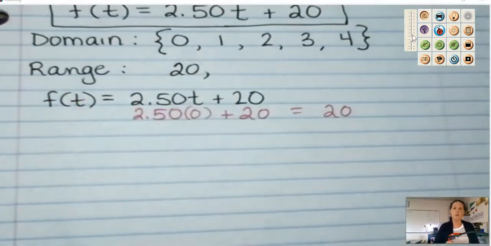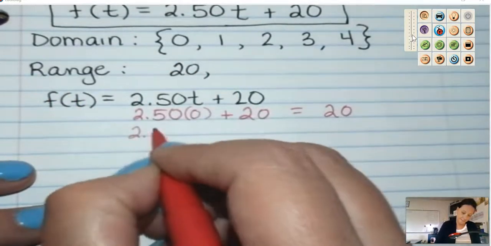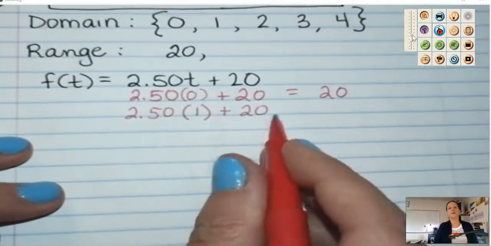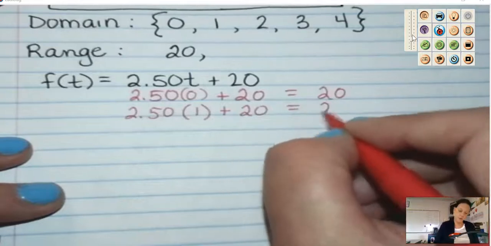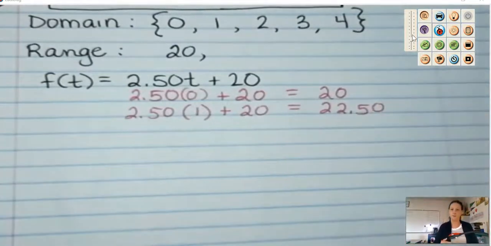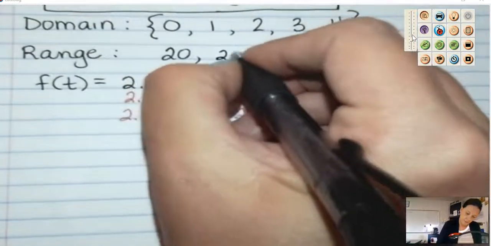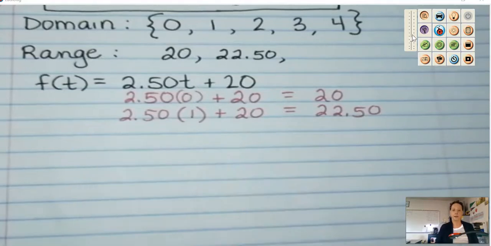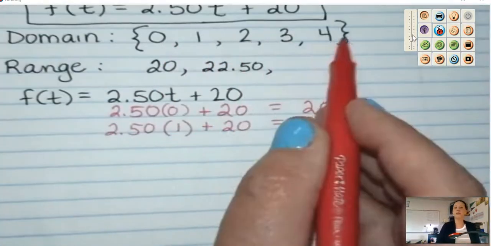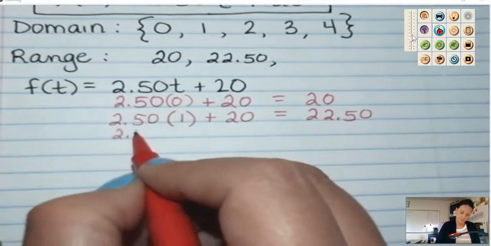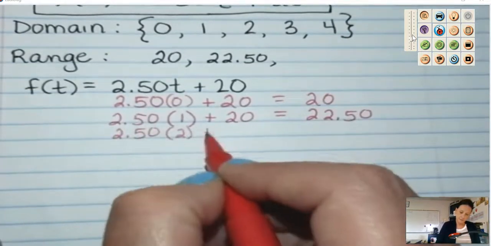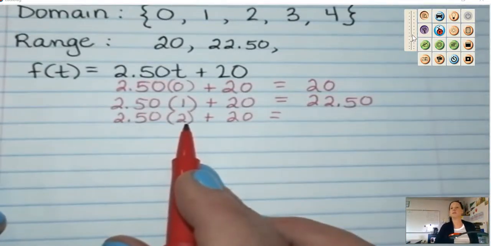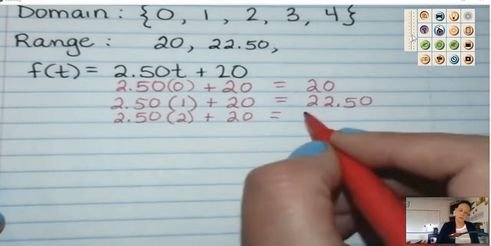Then I'm going to plug in the 1. So 2.50 times 1 is 2.50 plus another $20 that he already earned. So now it's $22.50. Now we're going to try it with 2. So you're going to try it with every single one of these x values. $2.50 times 2 is $5. $5 plus 20 is $25.